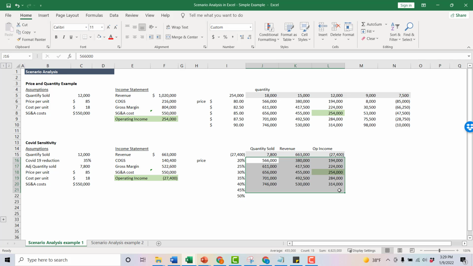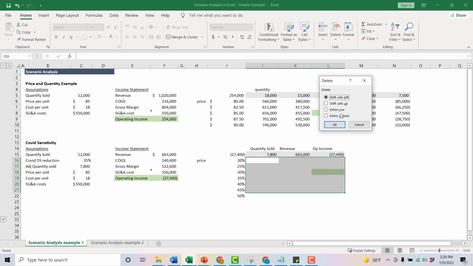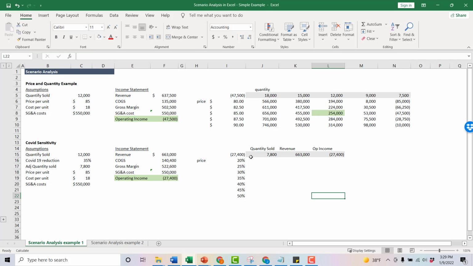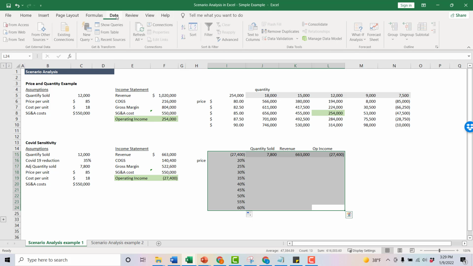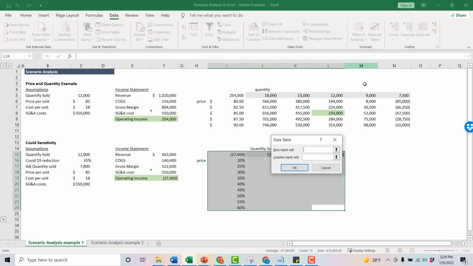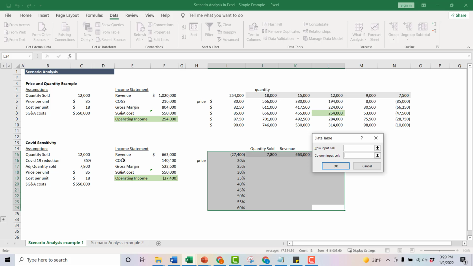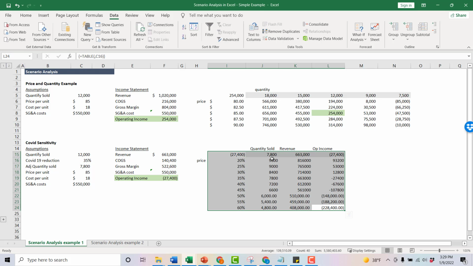And now we're going to delete all this. We'll get rid of it. And now, same type of function here. We're going to highlight this table. Actually, let's go all the way down here. Let's take this down to 60%. So we're going to take this table, and we're going to go to data, what if analysis, data table. And now we're just going to have our column, which is this column, linked to COVID-19 reduction. And here we go.